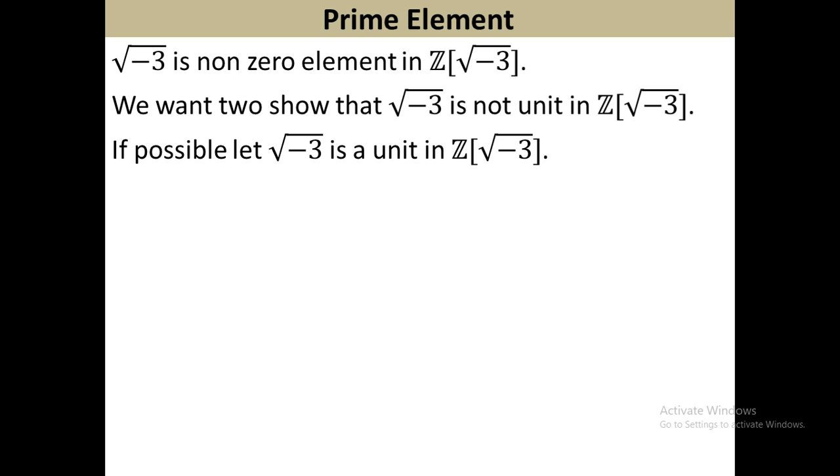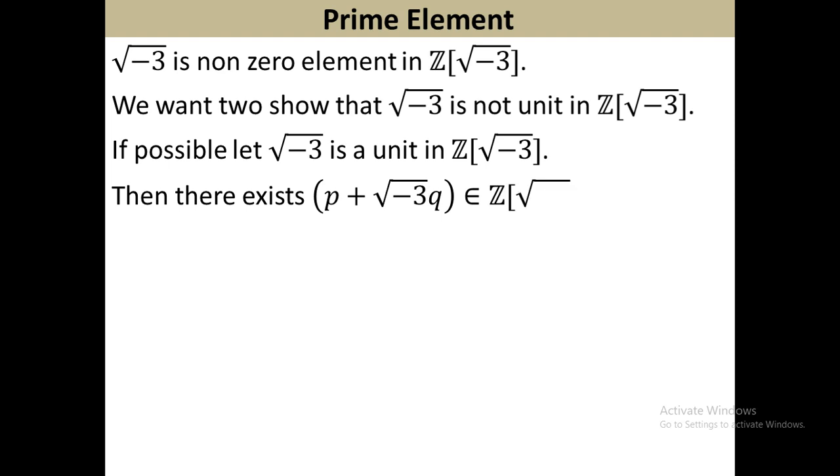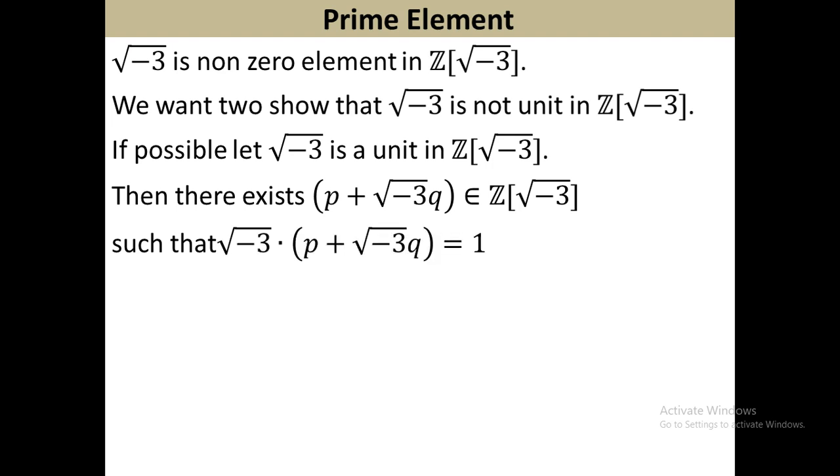Then square root of minus 3 has a multiplicative inverse. Then there exists an element, suppose P plus square root of minus 3 Q in Z[√-3], which is the multiplicative inverse of that. Therefore the product of those two elements must be unity. Here unity is 1, such that that into the inverse is 1. If we simplify that, this will be square root of minus 3 P minus 3Q, from the definition of multiplication.